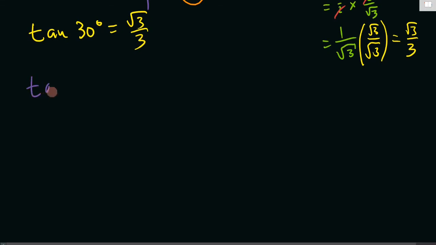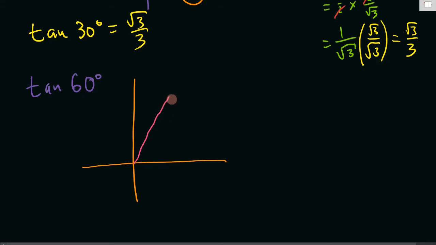So tangent of 60 degrees, let's start with a quick sketch. I'm only going to draw the first quadrant because that's all I care about in this case. So this is my 60 degrees. My sine is tall, root 3 over 2. My cosine is short, so it's a half. And tangent of 60 degrees is my sine divided by my cosine.